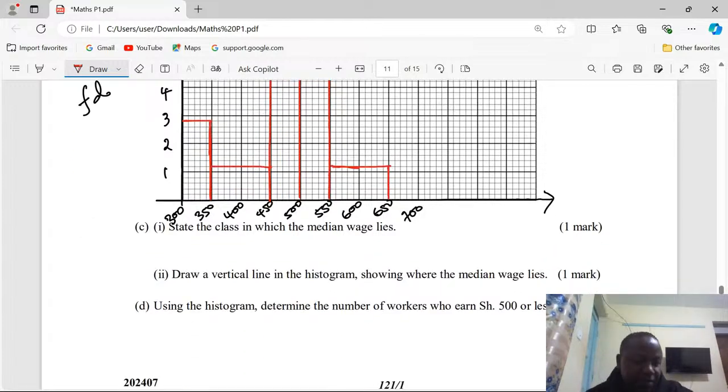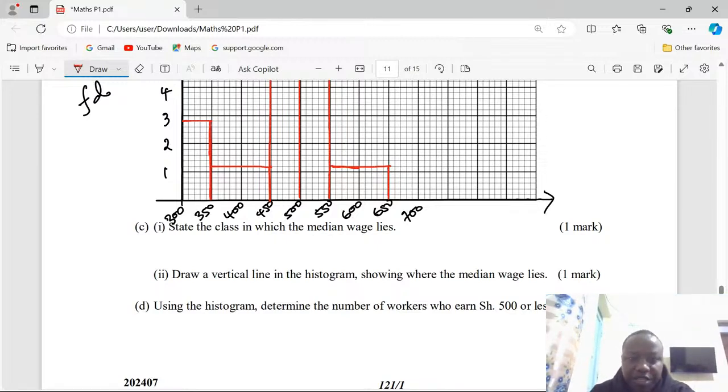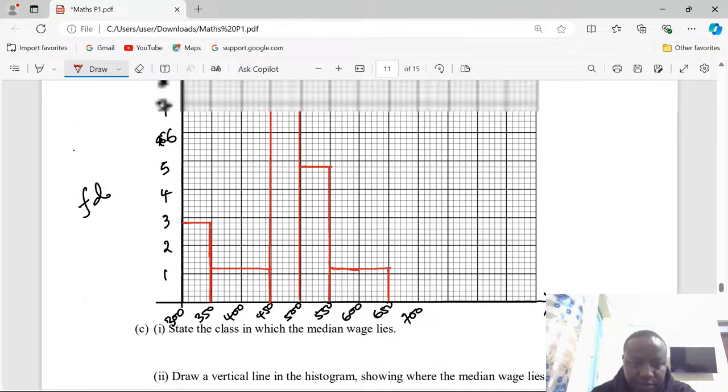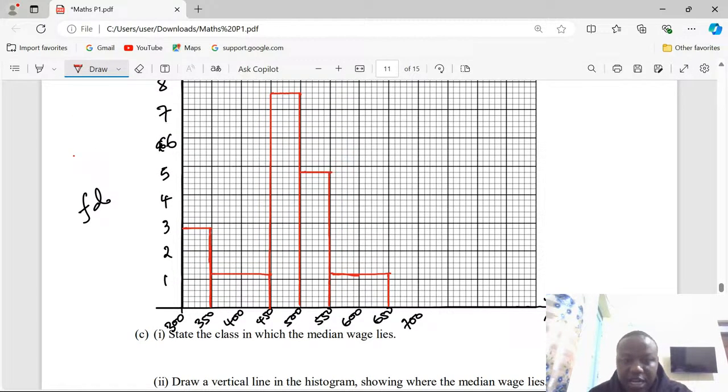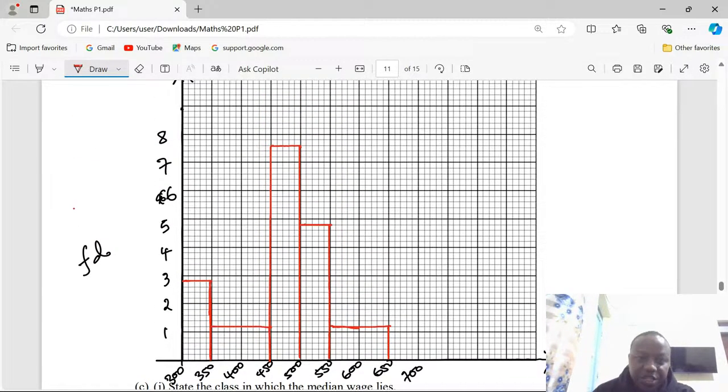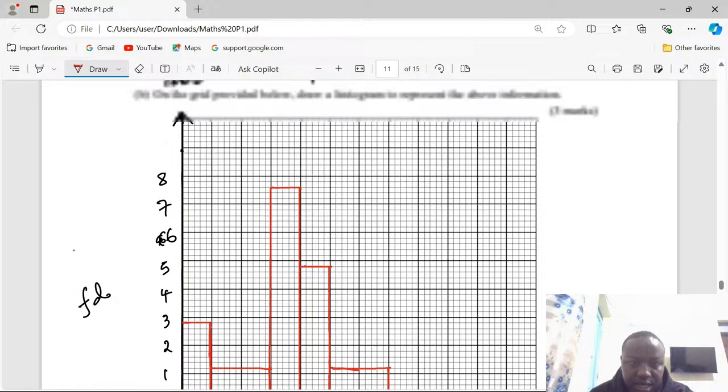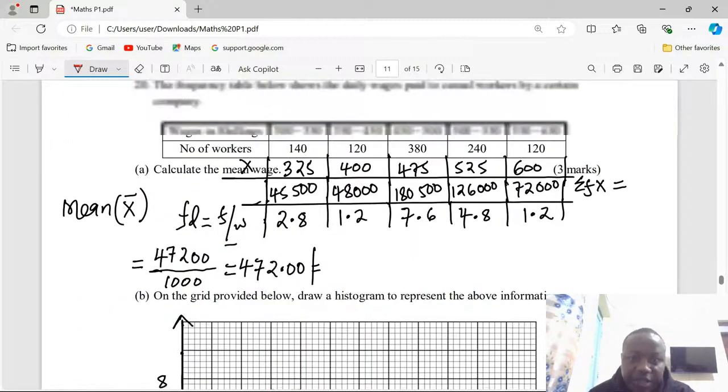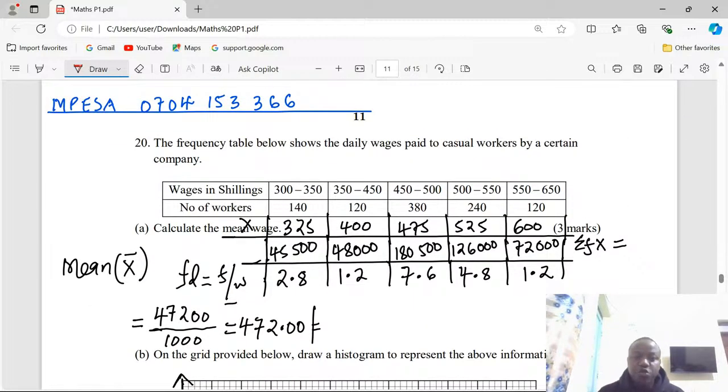Then there are some questions after this histogram. The first question says, state the class in which the median wage lies. So what we are going to do is that we are going to state what we call the cumulative frequency column, CF.